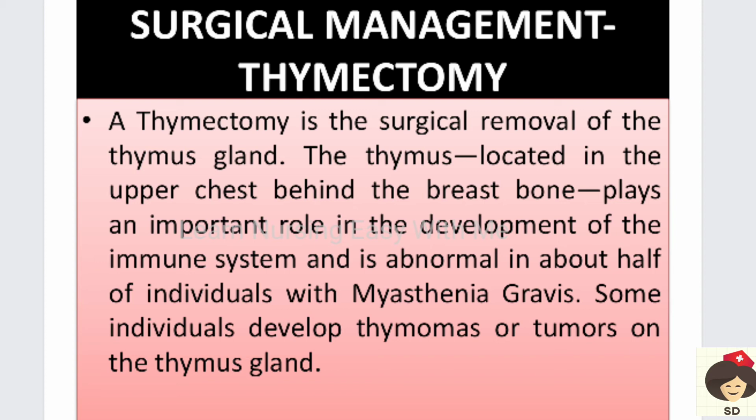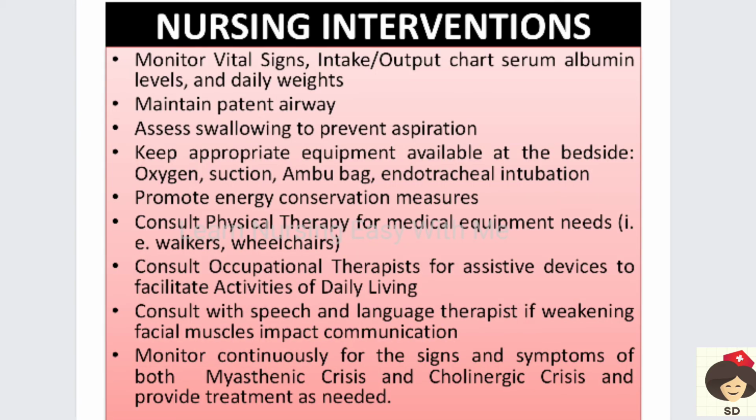And coming to nursing interventions, you have to check the vital signs, intake output chart, and serum albumin, because when we do plasmapheresis to remove the antibodies, even the serum albumin protein gets removed. Patients need protein for building the body, so you have to see all the levels, and daily weight has to be checked. And you have to maintain a patent airway, because the patient will have problems swallowing, so you have to keep the airway open and prevent aspiration. All the emergency equipment like oxygen, suction, Ambu bag, and endotracheal intubation set has to be kept at the bedside, because the patient can go into crisis.